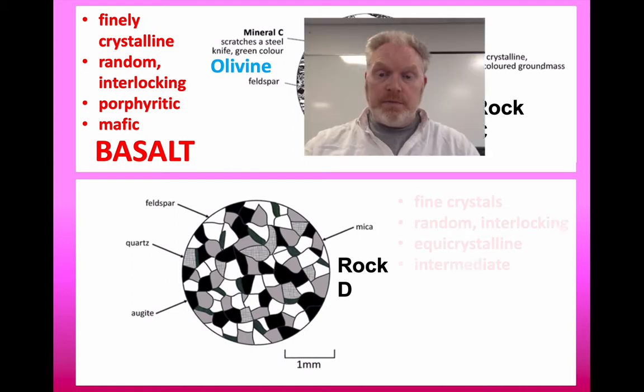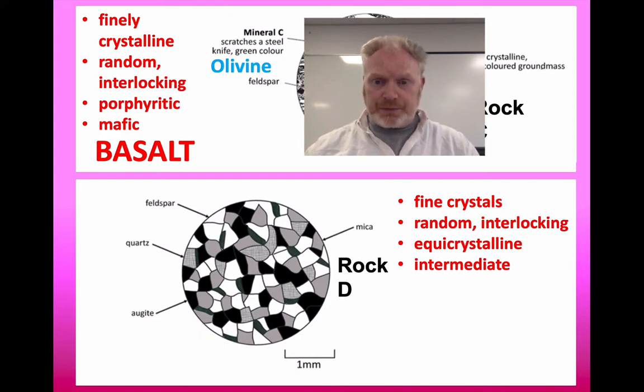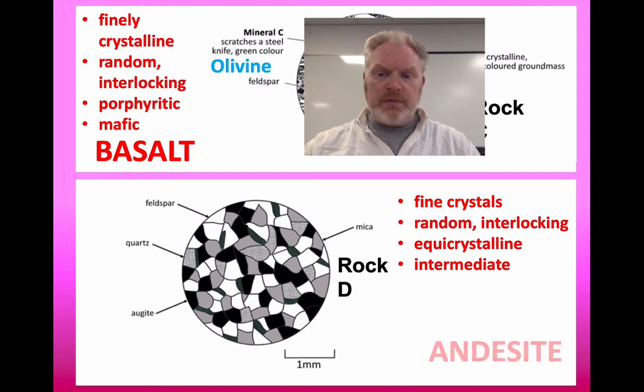Rock D then, all the minerals are identified. You can see that we have augite and quartz in there. There's quite a lot of augite as well. So this is a real mixture of minerals. So it's intermediate in composition. The crystals are all fine, all less than a millimeter, random and interlocking, and they're all the same size. So they're equicrystalline. This particular rock is an andesite.